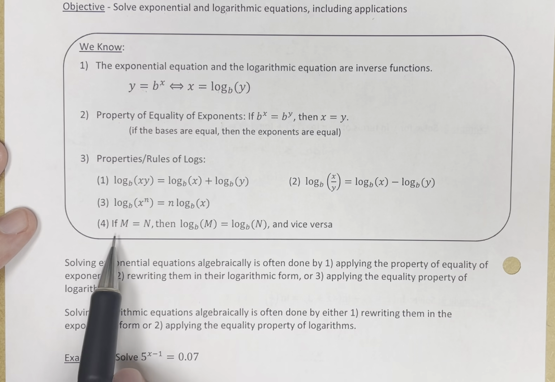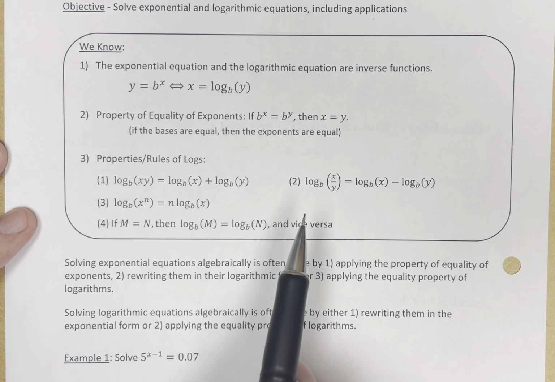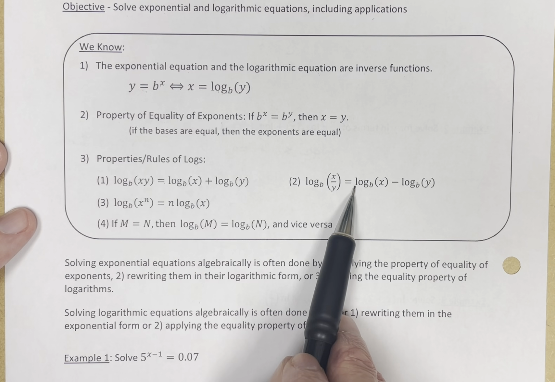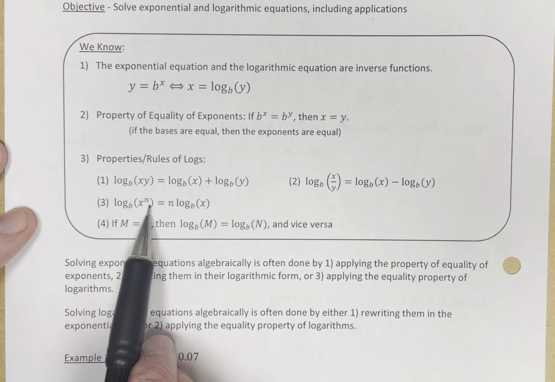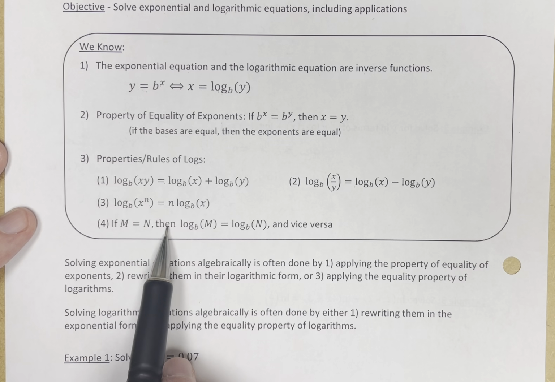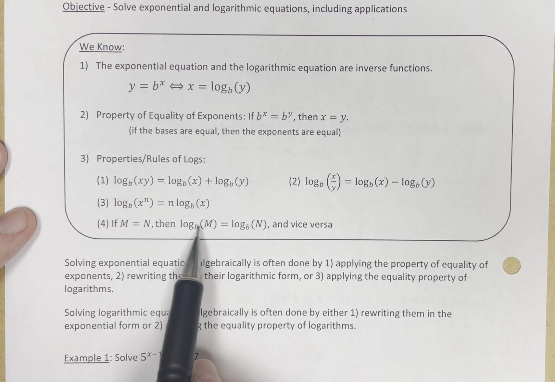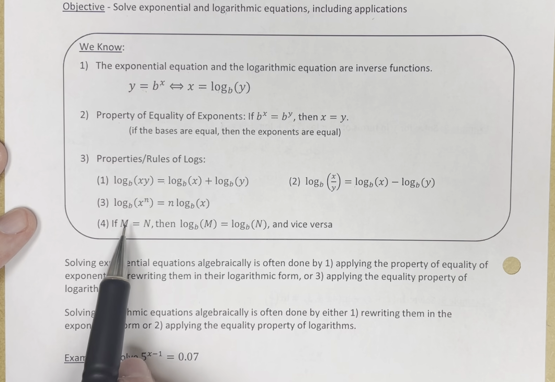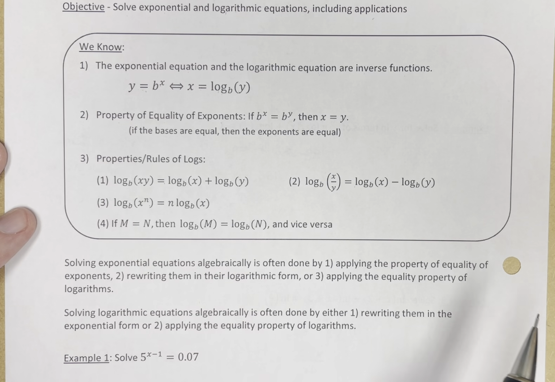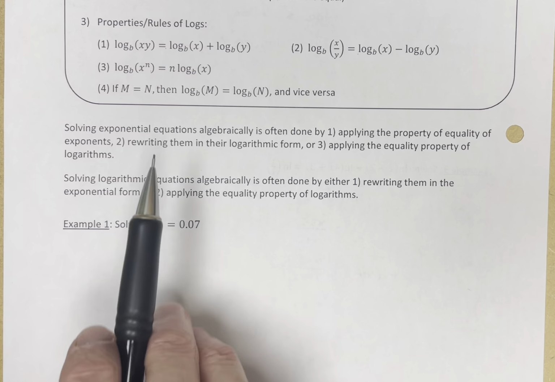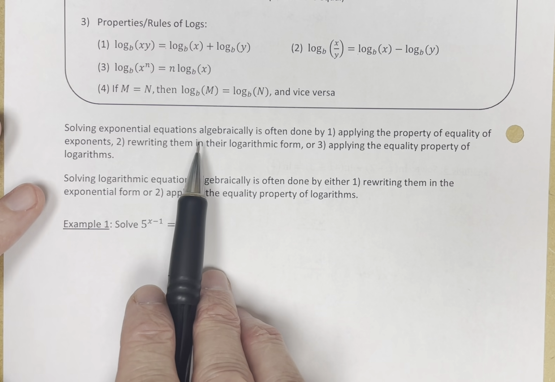And we know these properties of logs: product property, quotient property, power property, and equality property. And we usually use the vice versa method. We usually go from here to here as opposed to here to here. Okay, so how do we solve these exponential equations algebraically?